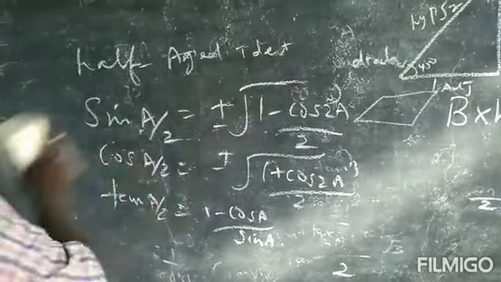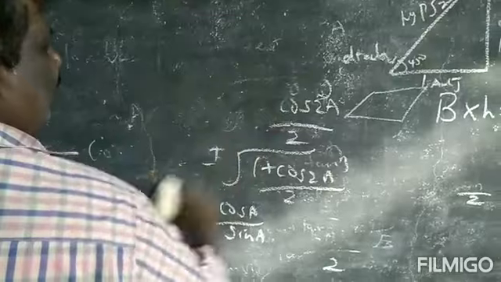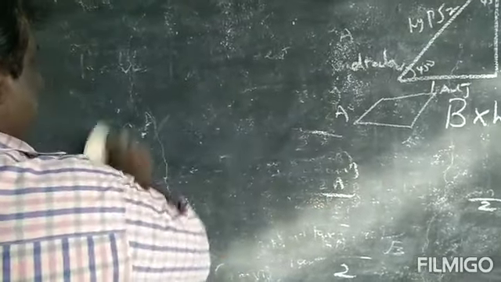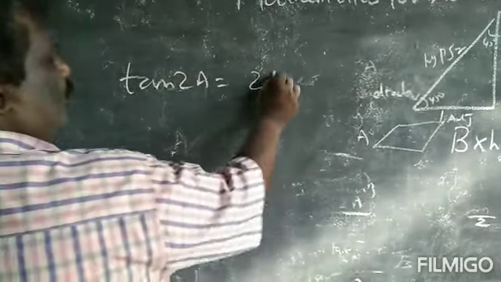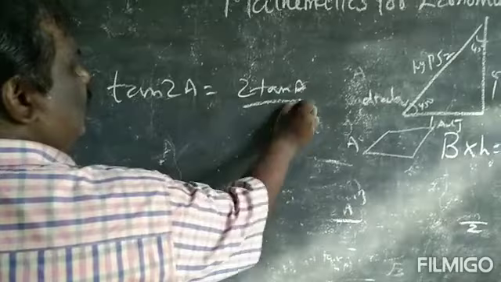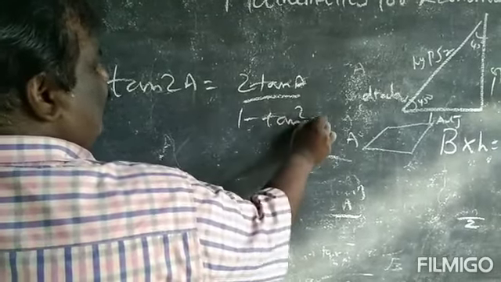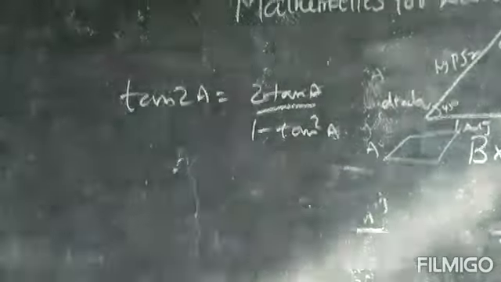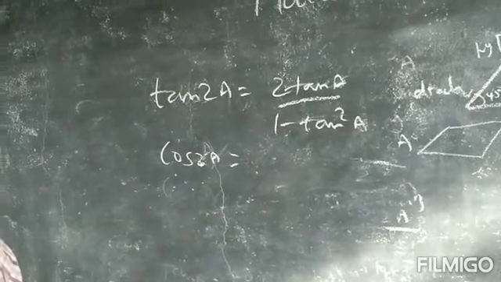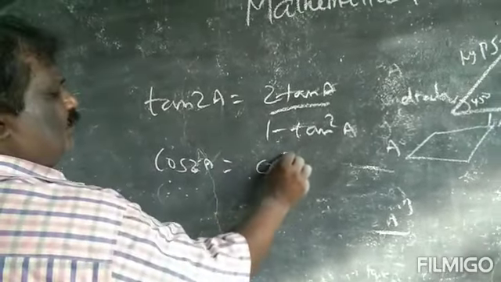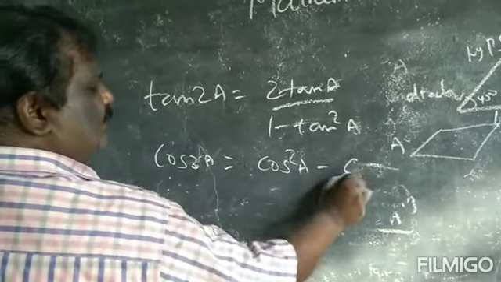So as far as the double angle identities are concerned, tan 2a is equal to 2 tan a by 1 minus tan square a. Cos 2a is equal to cos square a minus sin square a.